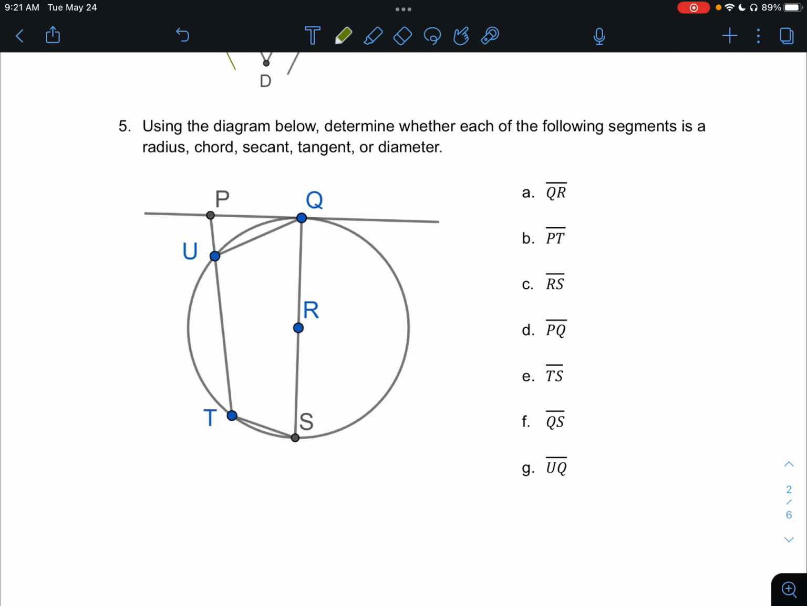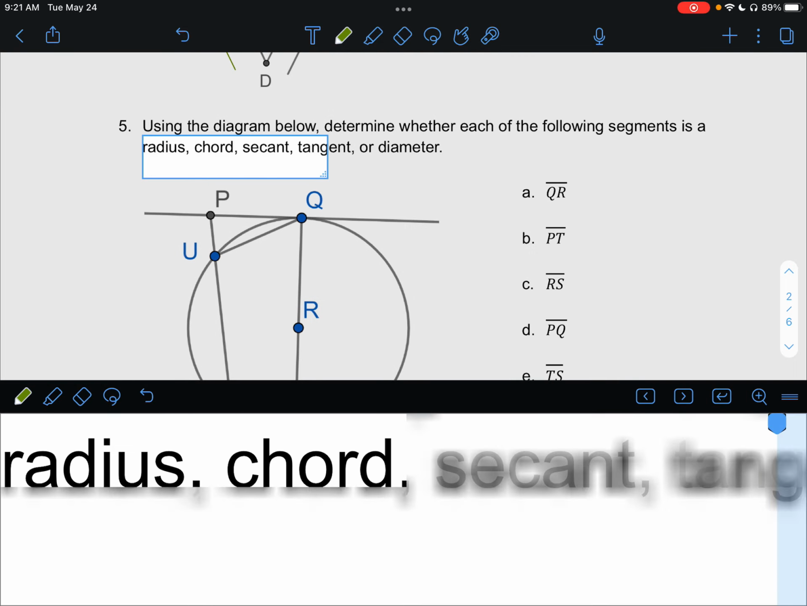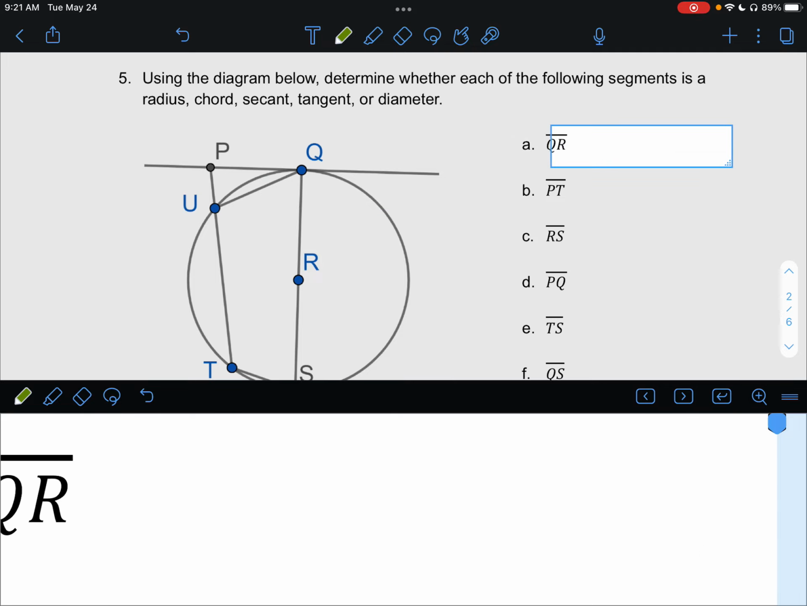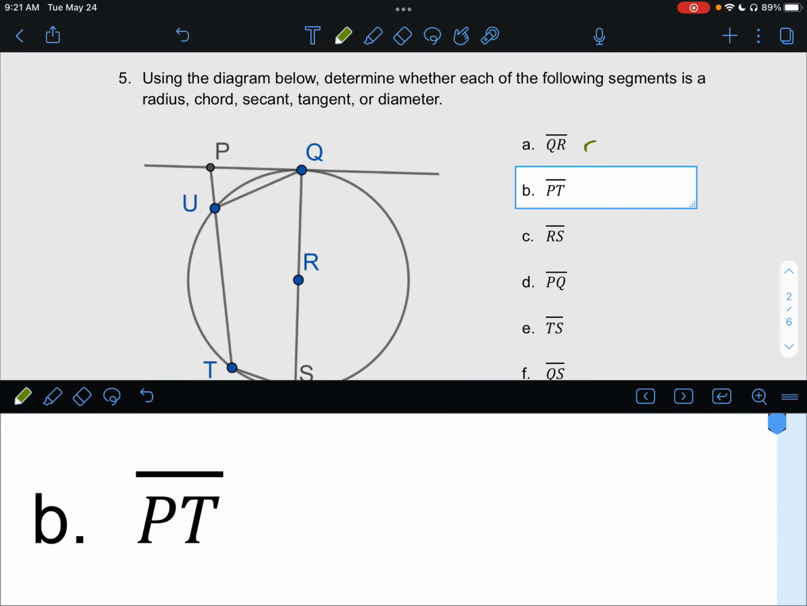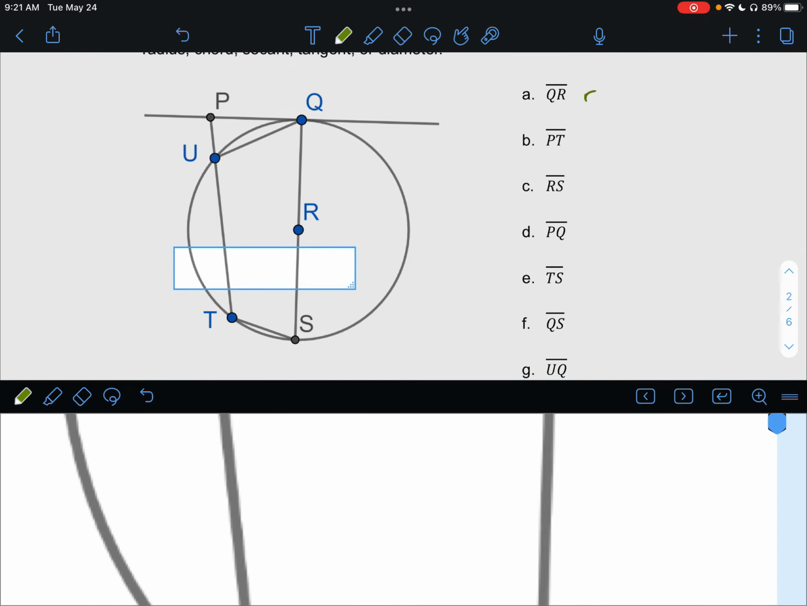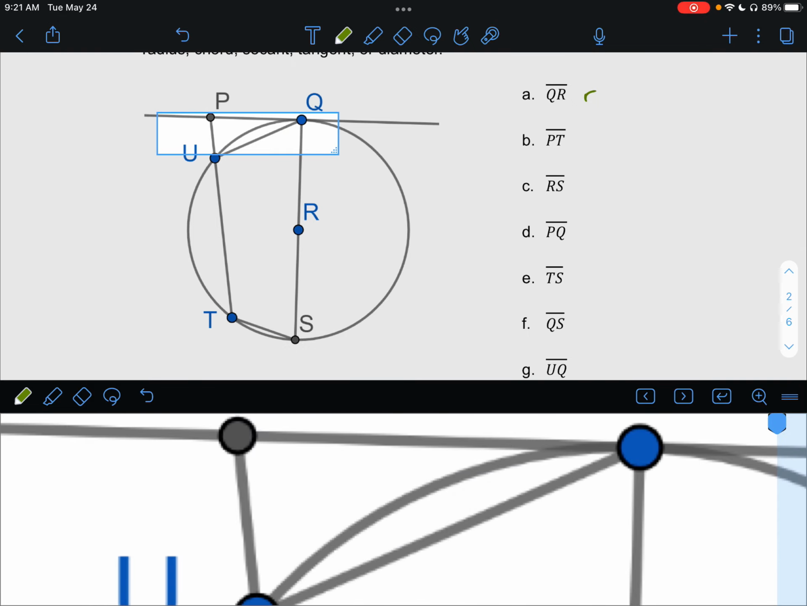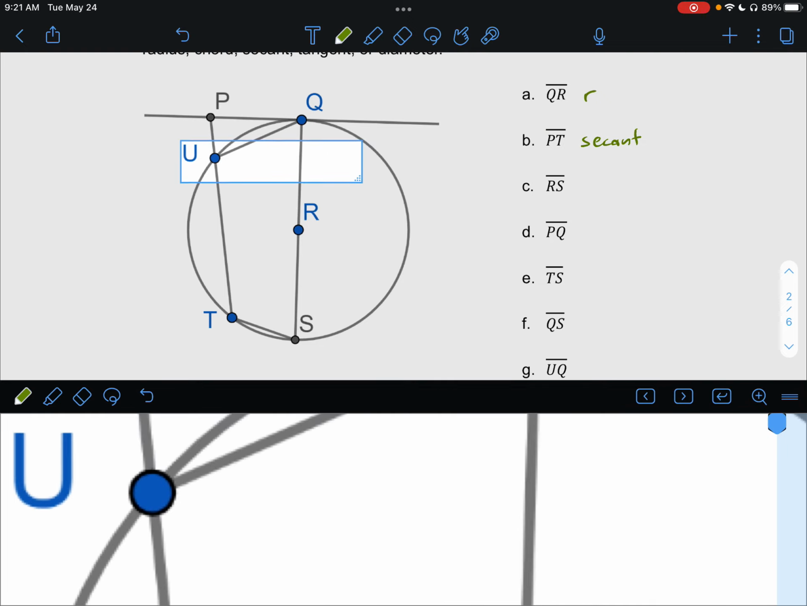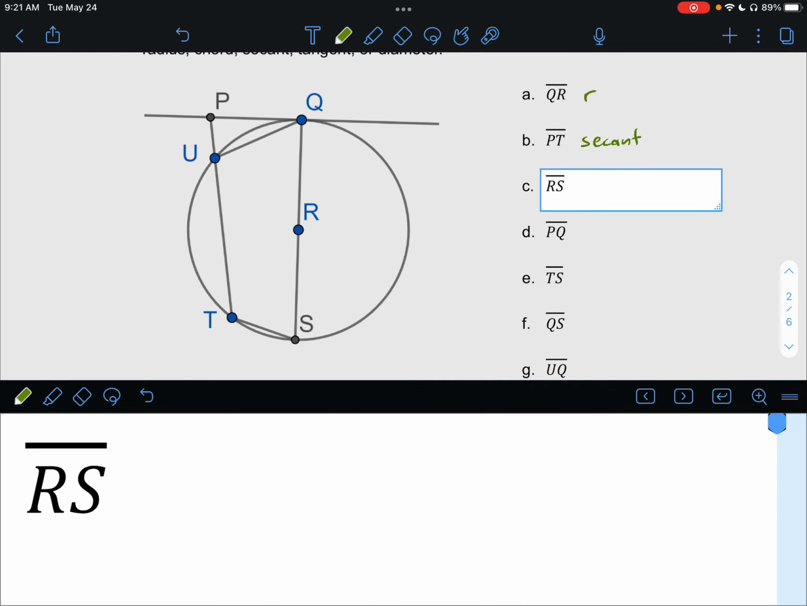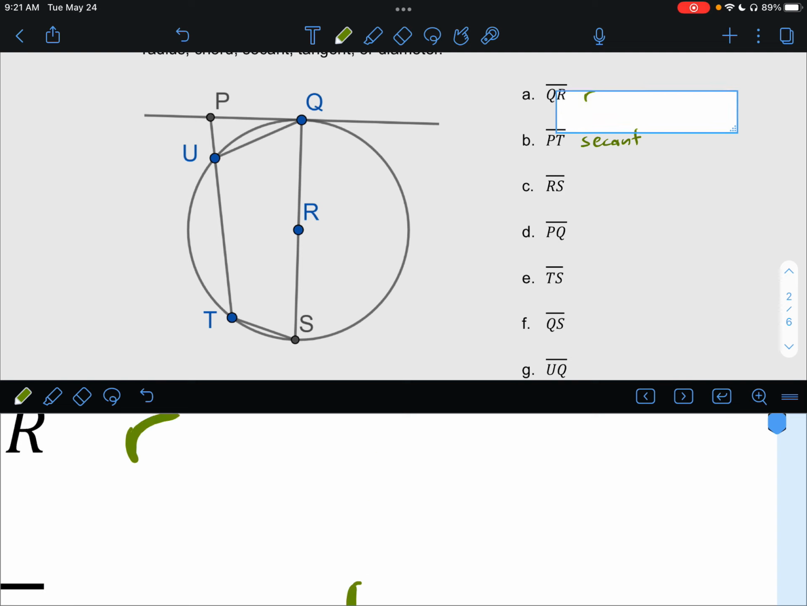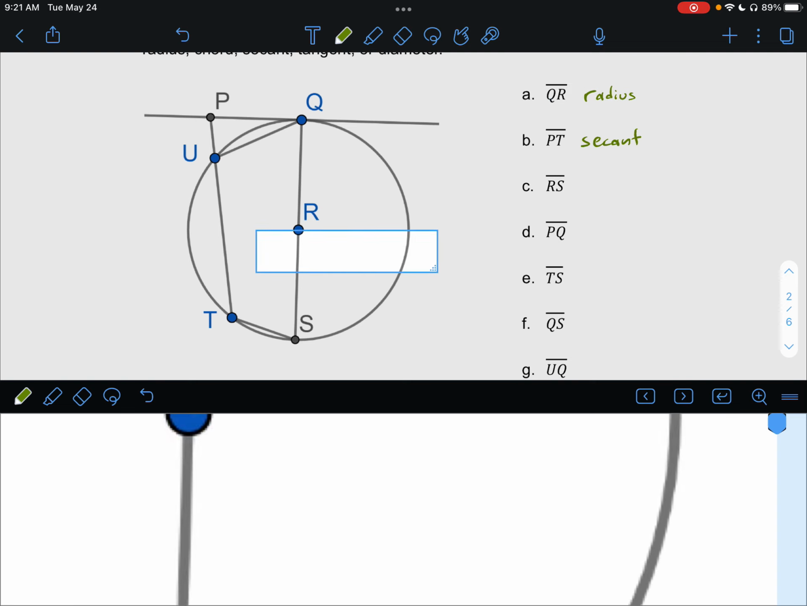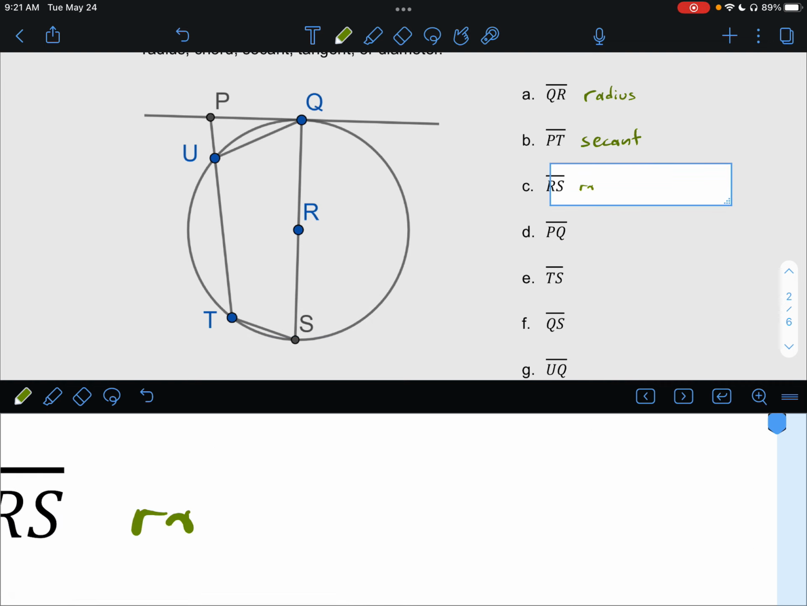All right, number 5. Using the diagram below, determine whether it is a radius, chord, secant, tangent, or diameter. QR only goes halfway through, so that's a radius. I'll just put R for radius. PT goes through and then it goes out some. If it goes through the circle and outside the circle, and it touches the circle at two different points, U and T, and it keeps going, that is a secant. Since I wrote out secant, I'll write out radius. Now RS. RS goes halfway through. That's a radius.